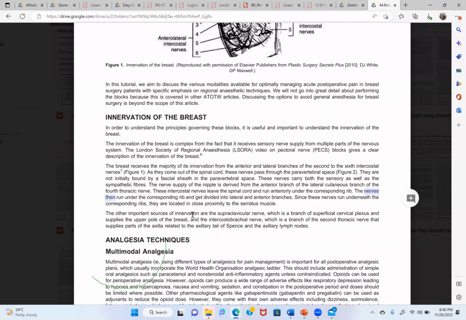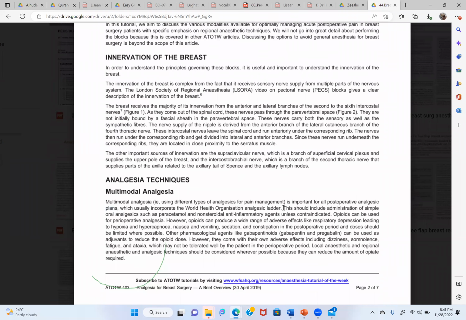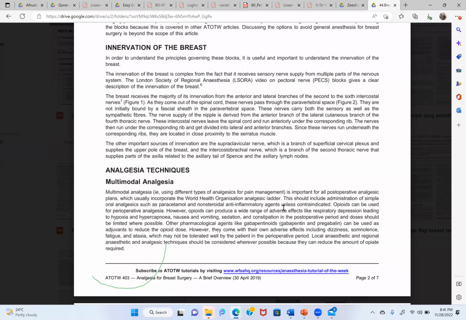Some of the part in the axilla will be from T2, and some of the upper level will be from the cervical supraclavicular nerves. Another important one for the upper pole of the breast is the intercostobrachial nerve, which is part of the second thoracic nerve that supplies part of the axilla related to the axillary tail of Spence and axillary lymph nodes. So you should know the nerve supply. Multimodal analgesia: opioids, paracetamol, NSAID, gabapentin.